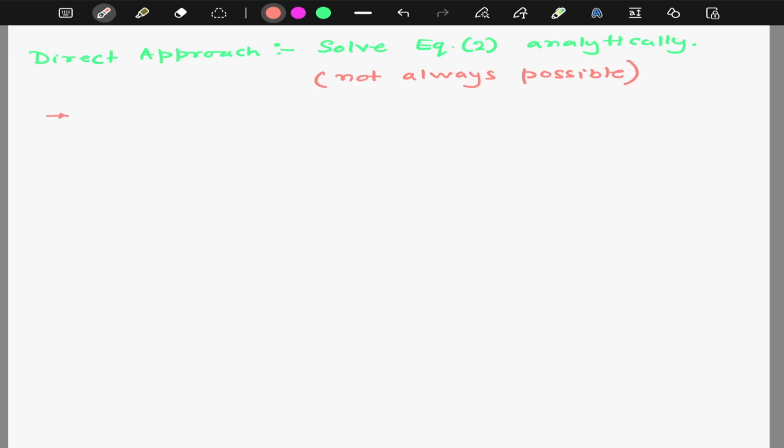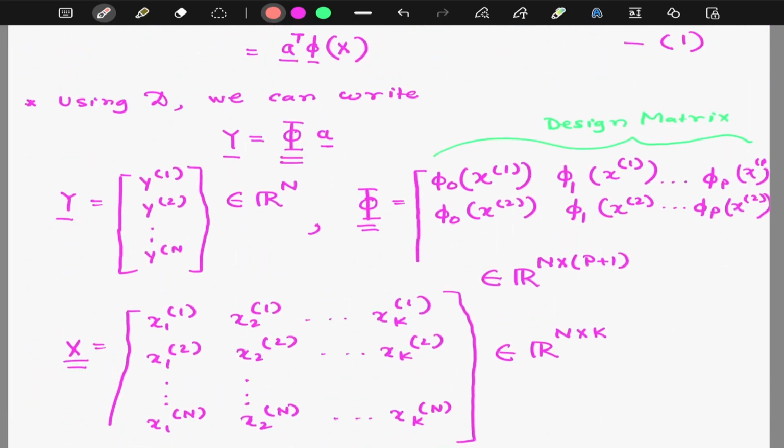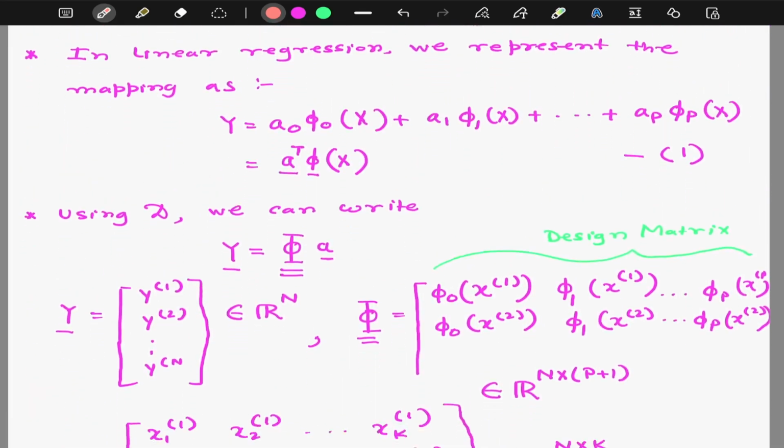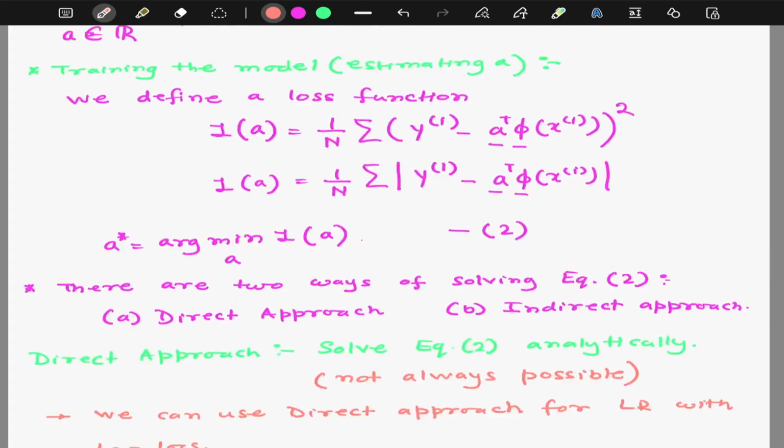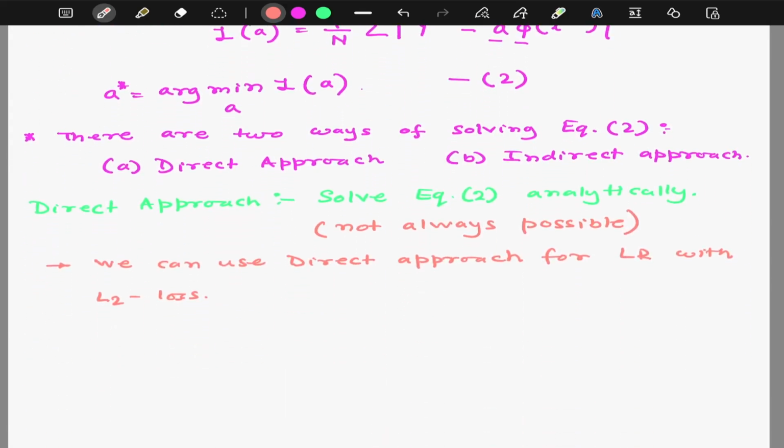So, for example, we can use the direct approach for linear regression with L2 loss. We can use the direct approach if we are using linear regression. Linear regression means my design matrix will be like equation 1, right? And I am combining it with this first loss function, right, that you are seeing. So, if I do that, then it is possible.